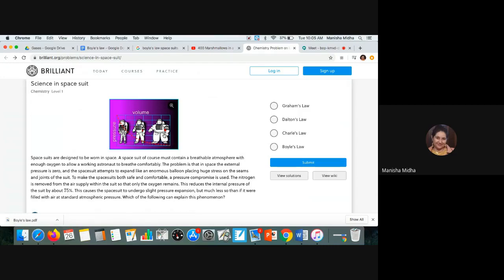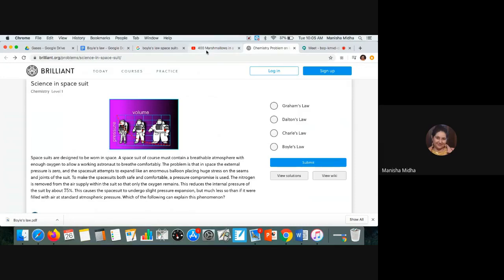So the space suit adjusts the pressure inside the suit of this astronaut, so it balances out the pressure inside and outside. Otherwise, if there is a hole in the spacesuit, then this astronaut cannot survive because of the air pressure inside building up. So it's very important that you understand Boyle's law.